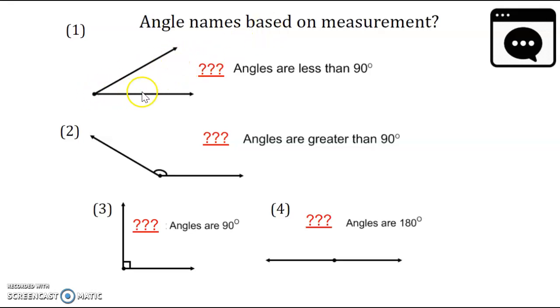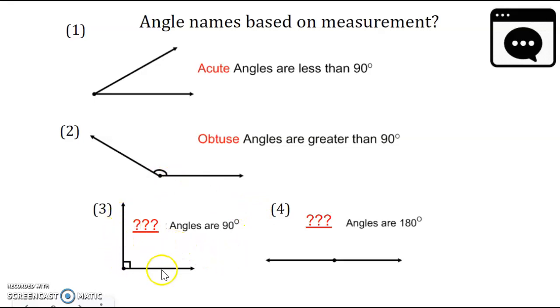What do we call an angle that is less than 90 degrees, smaller than 90 degrees? It starts with the A. What do we call that? It's called acute. So cute. It's a cute angle. What about angles that are bigger than 90 degrees? It is obtuse. Bigger than 90 degrees is called an obtuse angle.